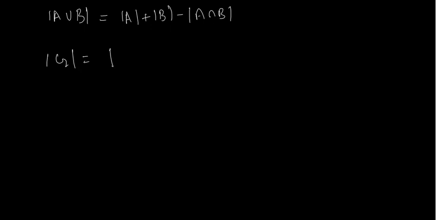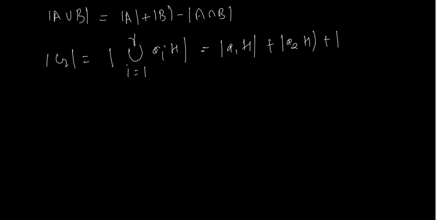In set theory we know that mod of A union B is mod of A plus mod of B minus mod of A intersection B. We'll use this argument of set theory to come up with the order of G, and we'll prove that order of G is divided by order of H. So mod of G is mod of the union of i equals 1 to R of AiH, which is mod of A1H plus mod of A2H plus mod of A3H up to mod of ARH minus mod of all intersection terms.